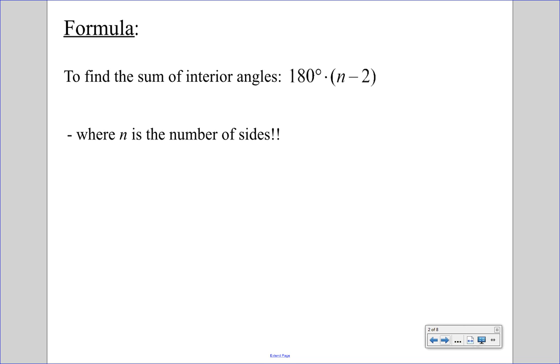So if we were to try this on a triangle, where we already know that the sum of the interior angles is 180 degrees, we can plug in 3 for n, and 3 minus 2 is 1, and 1 times 180 degrees is 180 degrees. So we can use this formula for quadrilaterals, pentagons, hexagons, decagons. We can use anything to find the sum of the interior angles. So we're going to be using this formula today.